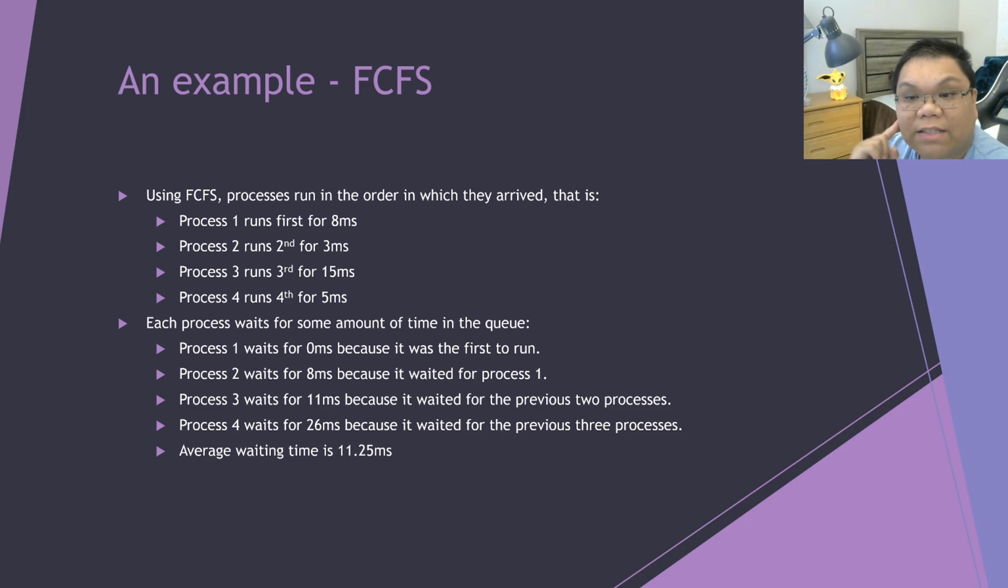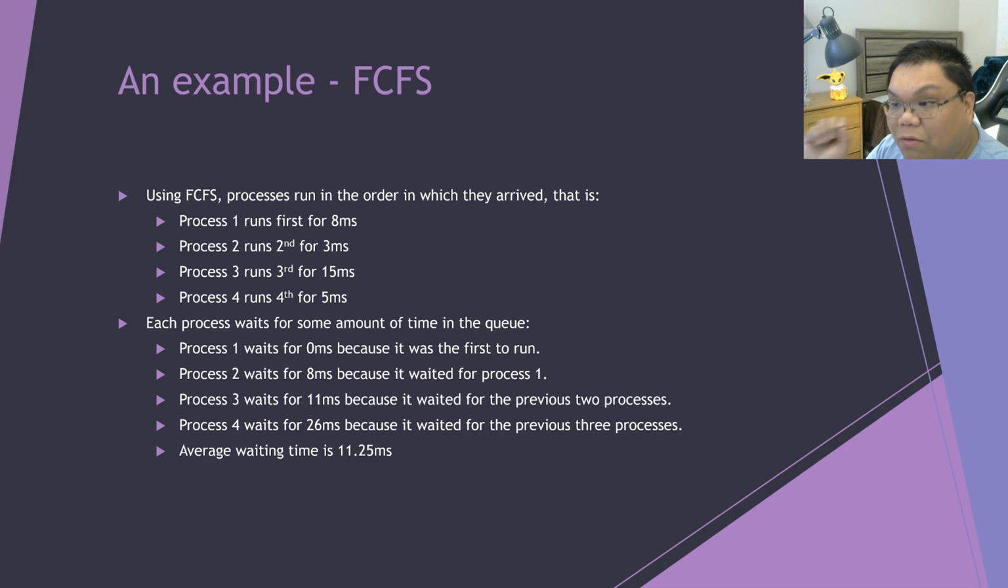One thing to consider is how long each process is waiting for the CPU. So, for the processes in the queue, they are waiting for their turn on the CPU. Because in this example it's first come, first served, process 1 doesn't wait at all. It's the first in line, so it runs first. Process 1 waits for 0 milliseconds because it was the first to run.